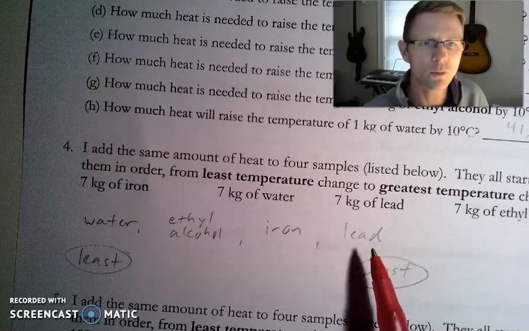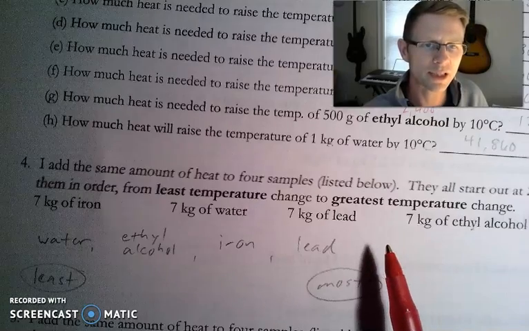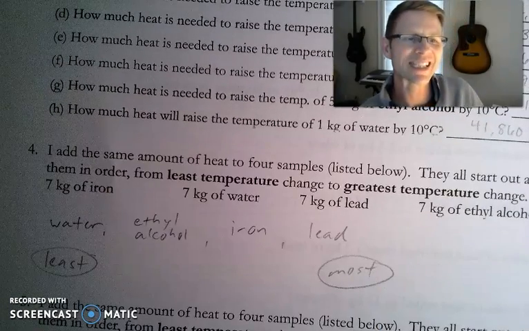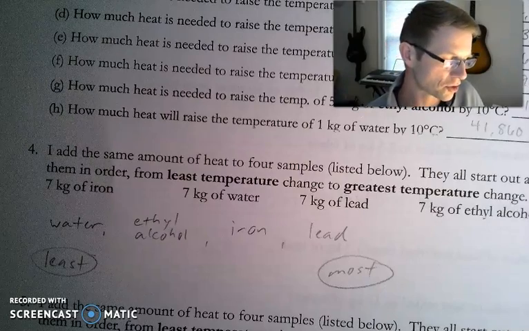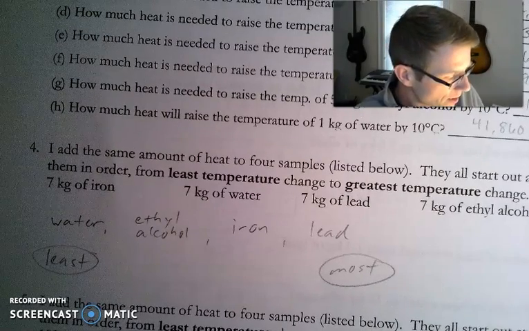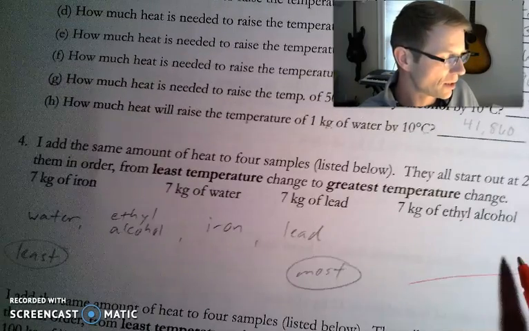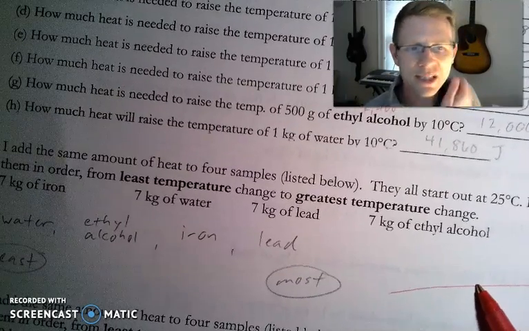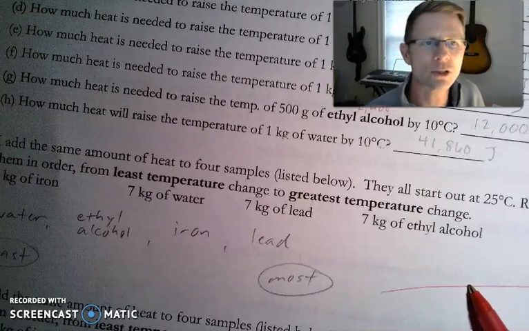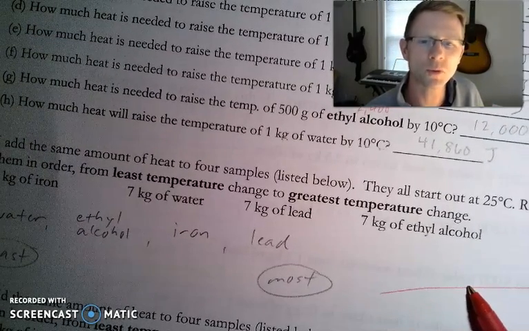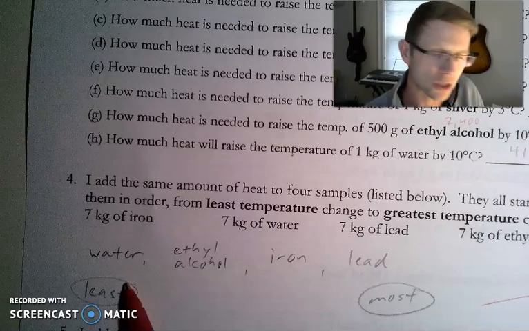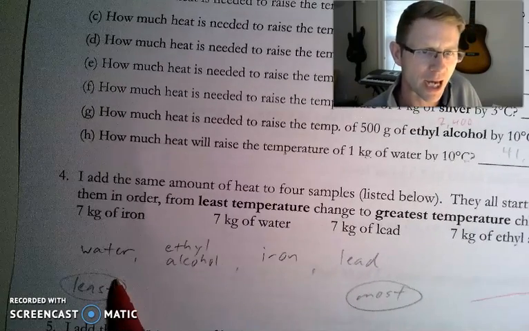In this one, we're asked to go from least to greatest. The least temperature change is going to be the thing that resists the temperature change the most. Write that right here. Write that on this line. Where is the resistance? What resists the temperature change the most? What resists the temperature change the most is the water, because it has such a high specific heat.